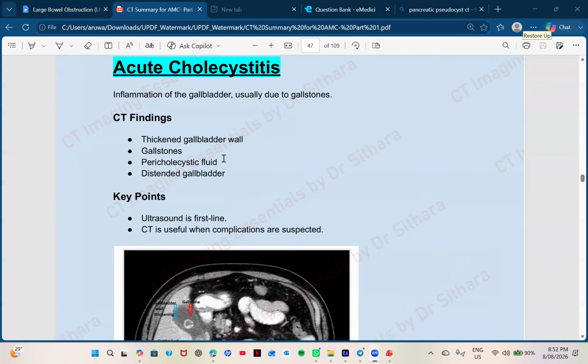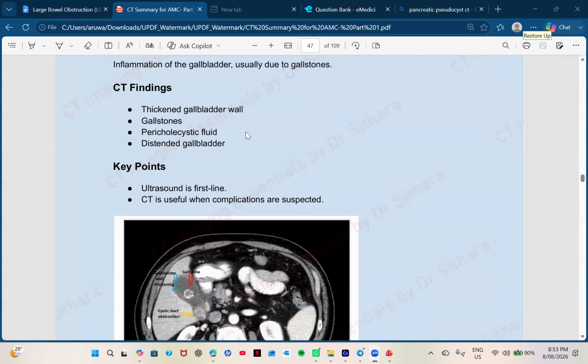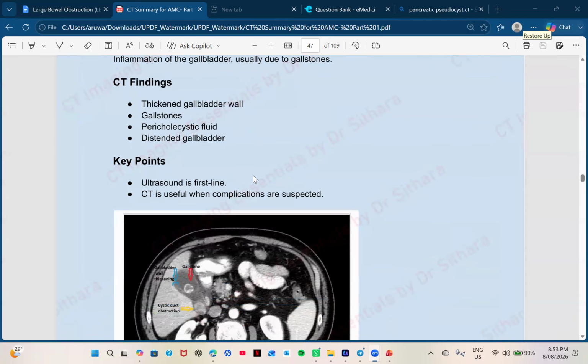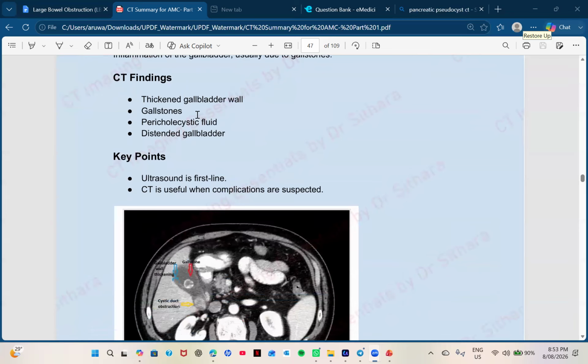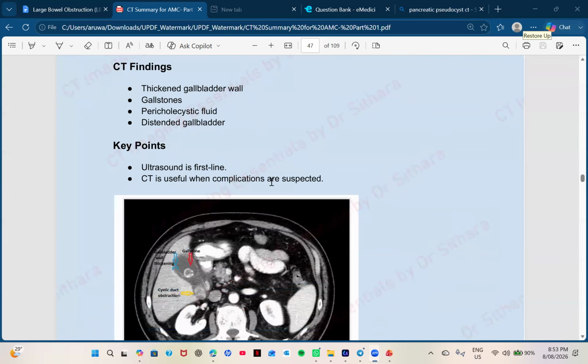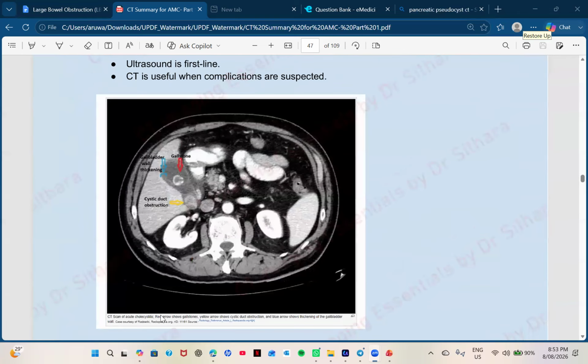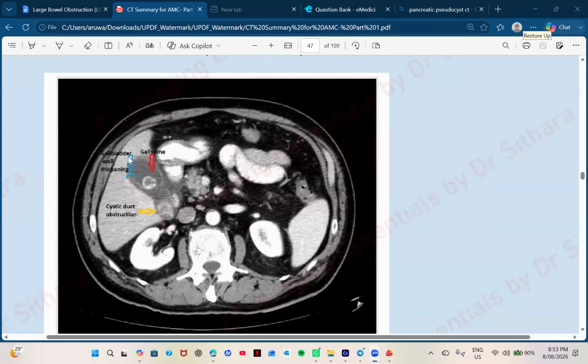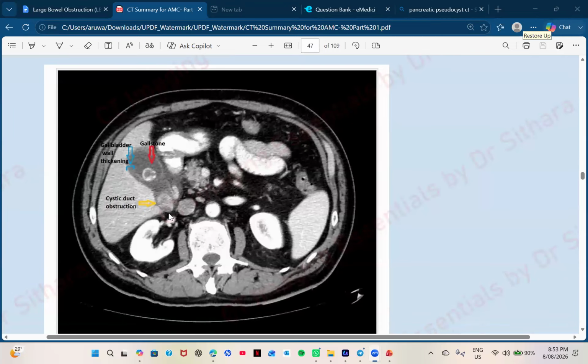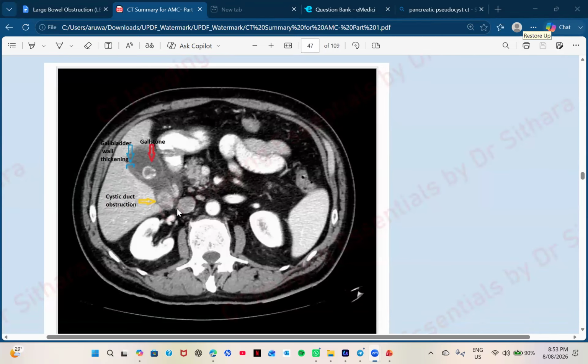So here, CT findings, you can see the thick gallbladder wall, right? Then gallstone, pericholecystic fluid, the same thing. You can see the distended gallbladder here. This is the CT scan of acute cholecystitis. Here the gallstone you can see, and the gallbladder wall thickening also you can see here. And the cystic duct obstruction also you can see here. Cystic duct obstruction, okay, not the common bile duct.